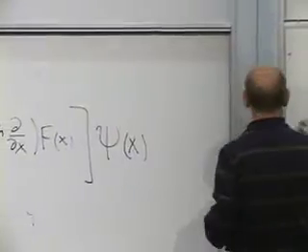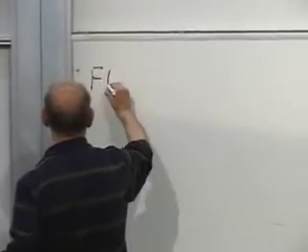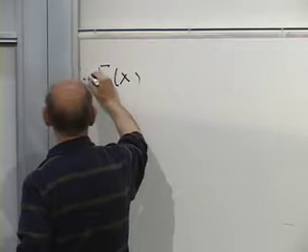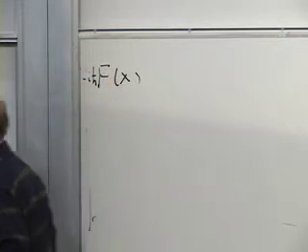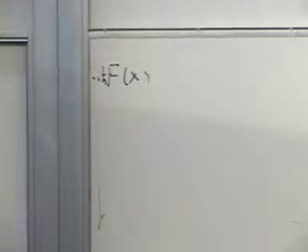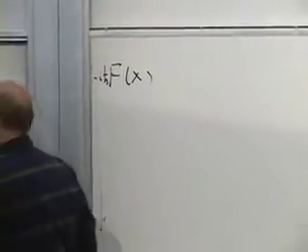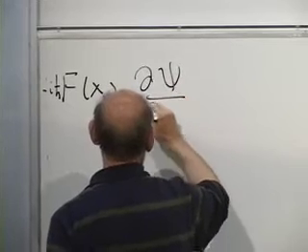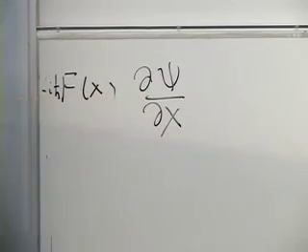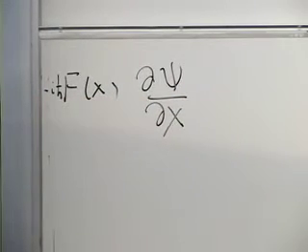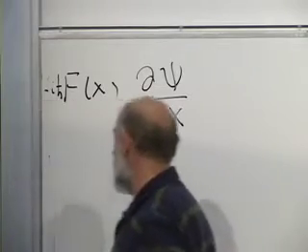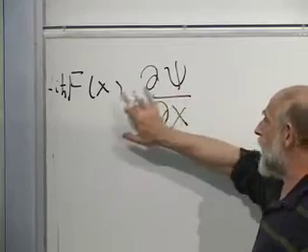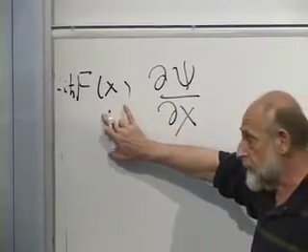First of all, the first term. The first term gives us f of x, it gives us minus I h bar, that's from here, f of x, and then the derivative of psi with respect to x. Right? d by dx just hits psi of x and differentiates it.